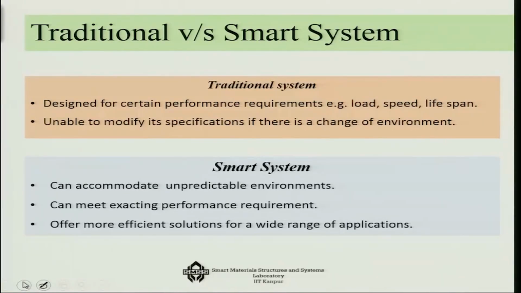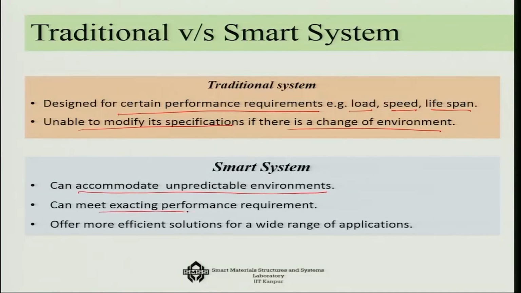If we compare a traditional versus a smart system, traditional systems are designed for certain performance requirements, for example for a certain load, certain speed, certain lifespan. They are unable to modify their specifications if there is a change of environment. Whereas for smart systems, we want to re-emphasize that they can accommodate unpredictable environments. They can meet exacting performance requirements, and they offer more efficient solutions for a wide range of applications.